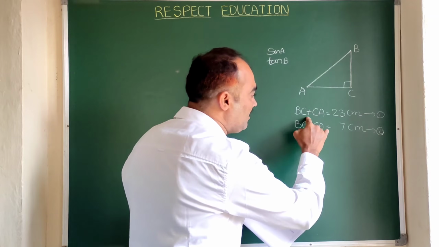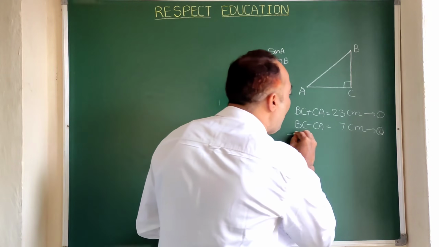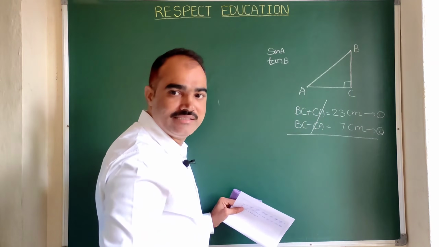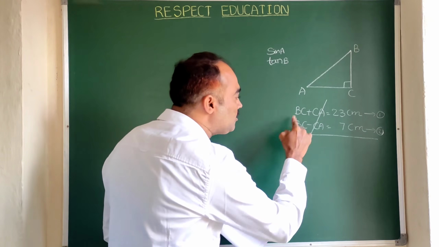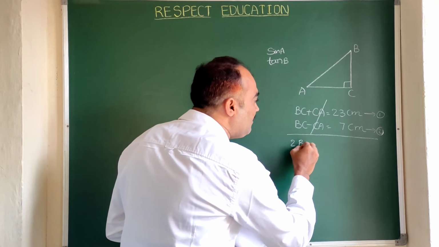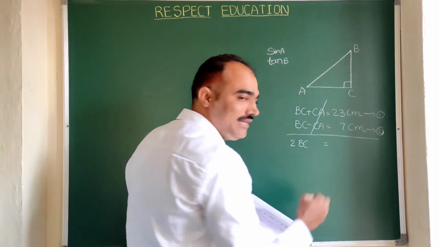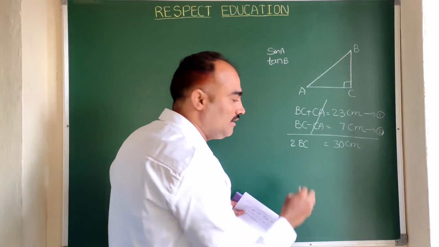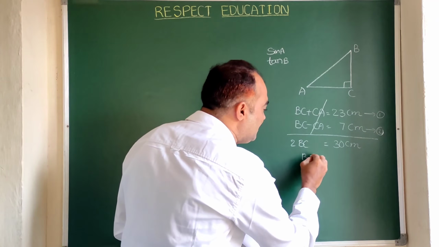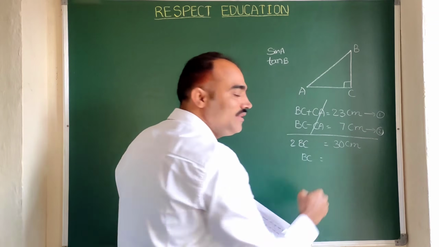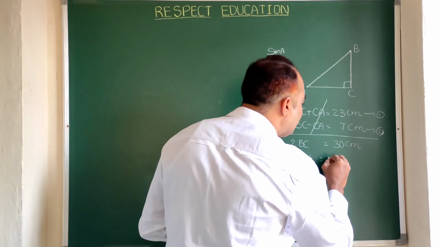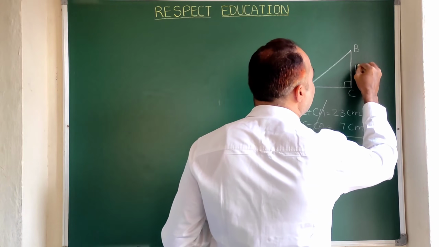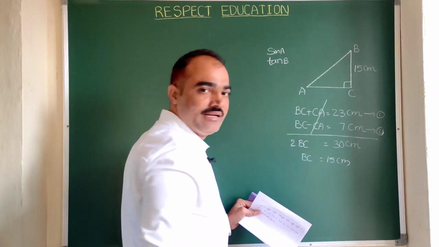Here CA is having plus symbol, here minus symbol. So add them. On adding, plus CA minus CA, they get cancelled. So you tell me BC plus BC, how many times? 2 times BC is equal to 23 plus 7 is 30 centimeter. Clear? So here then BC is 30 by 2, 30 by 2 is 15 centimeter. So here you can write in place of BC, let us write here 15 centimeter.